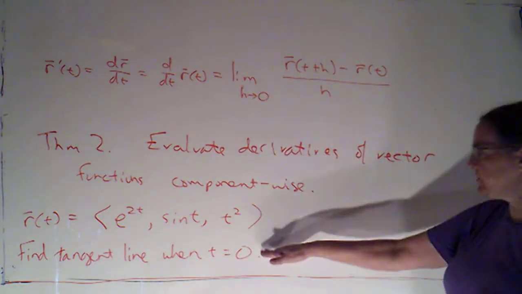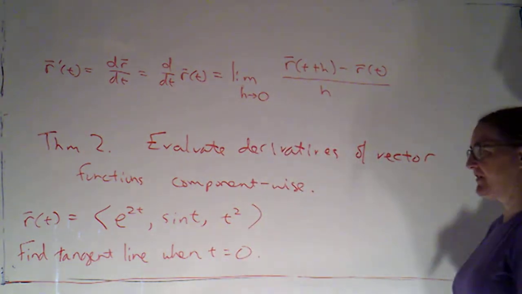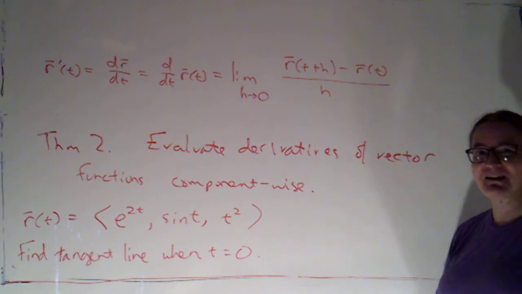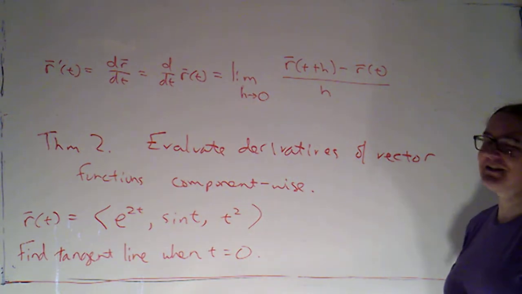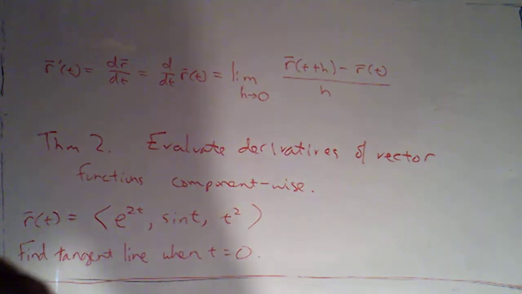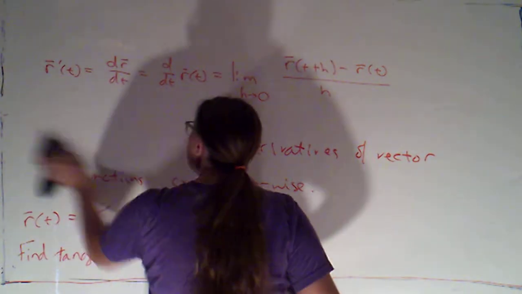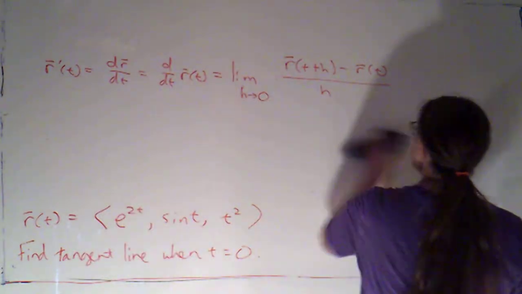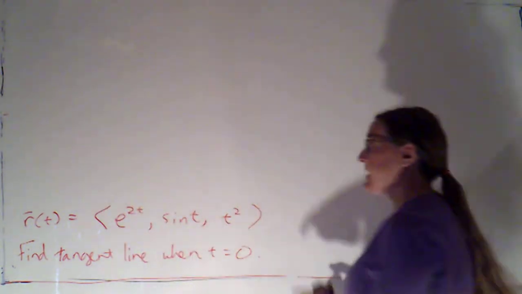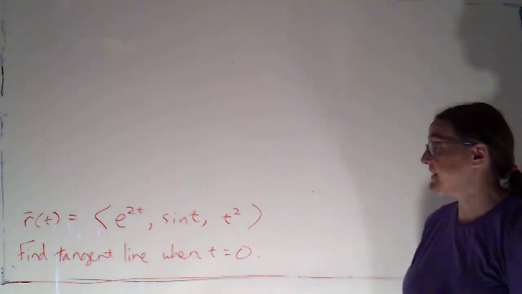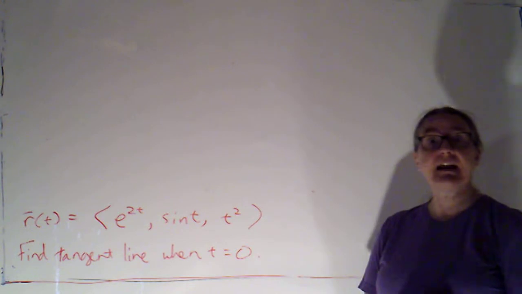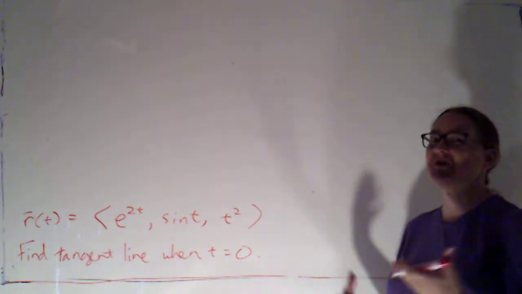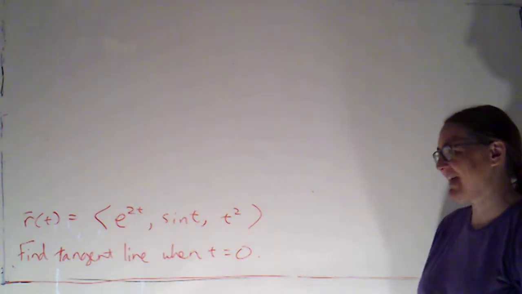Okay. So we're going to do a little bit more than just find the derivative, but of course in finding a tangent line, part of that involves finding the derivative. Okay, so if I'm looking for a tangent line, of course I need two things. I need my starting point, which in this case would just be the point of tangency, and then I need my direction vector, which is going to be the derivative at that point.